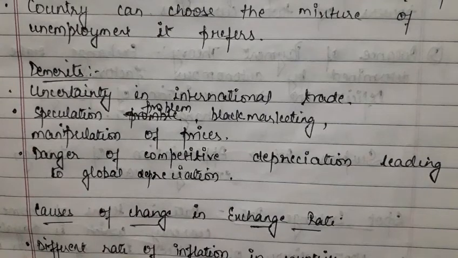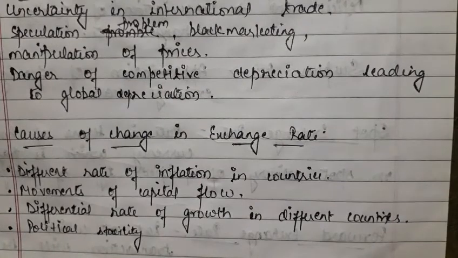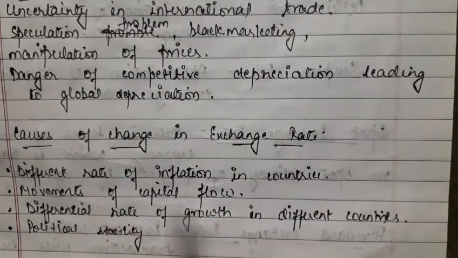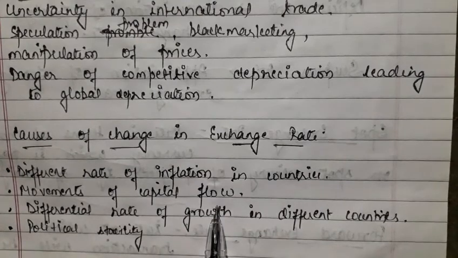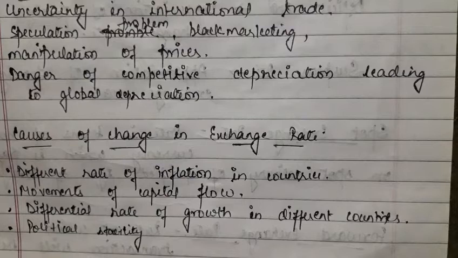Okay, because there are many developing countries in the whole world as compared to the number of the developed countries in the whole world. Now the causes of change in exchange rate. Why do they change? Because the rate of inflation is different in different countries. Then the capital flow movement. Whenever we are doing any capital flow, we are borrowing from someone or lending to someone, in that case also the exchange rate changes.